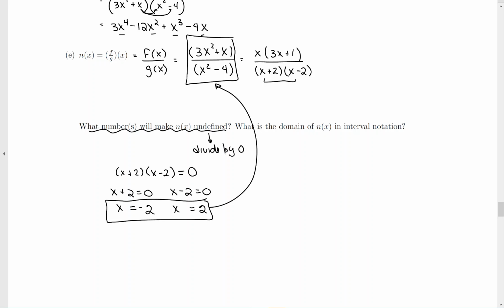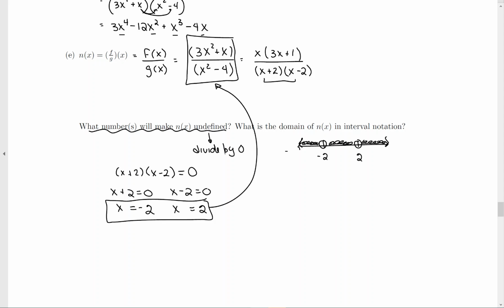What is the domain of n of x in interval notation? So think about it. These are the two numbers I can't use. So let's check it out on a number line. I can't use the number -2. I cannot use the number 2. Let's put all open dots here. But I can use any other number to plug in. Like if you were making a T-chart, you could pick any of these other numbers that are shaded in. You just can't use -2 or 2.